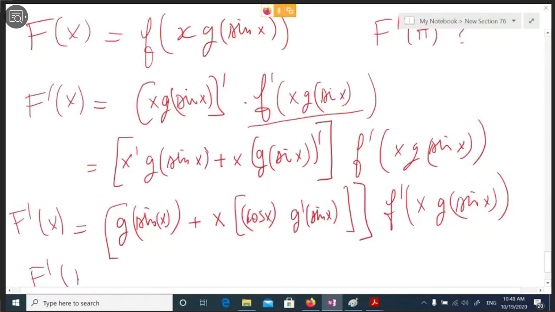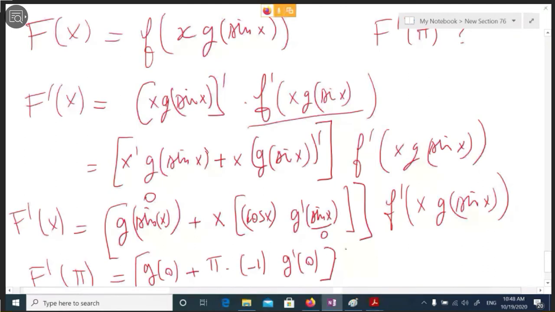So f prime of pi, what is it? So g of 0, because sine of pi is 0. Here we have sine of pi, which is 0, plus x, which is pi. Cosine of pi is minus 1. And g prime of 0, because sine of pi is 0 here. All of it multiplied by f prime of what? Pi, x is pi, times g of 0.